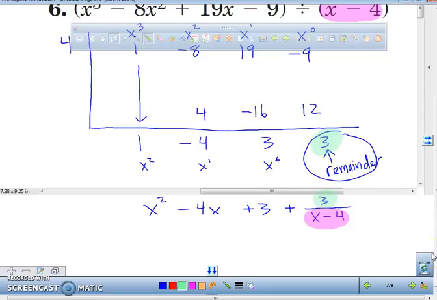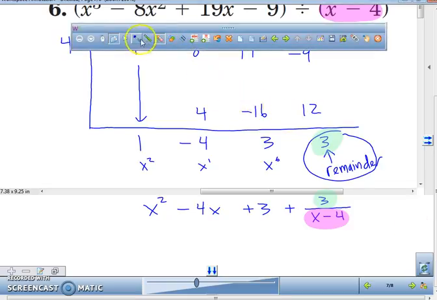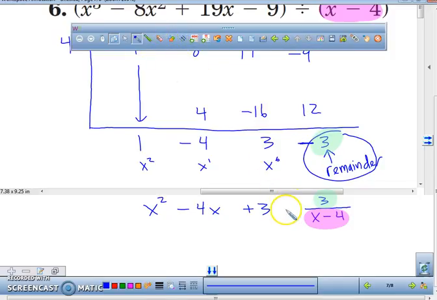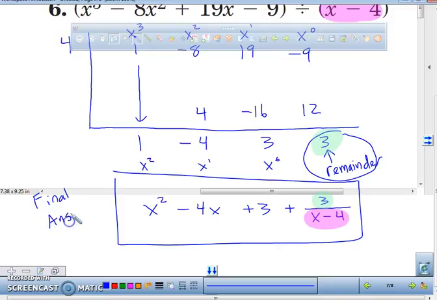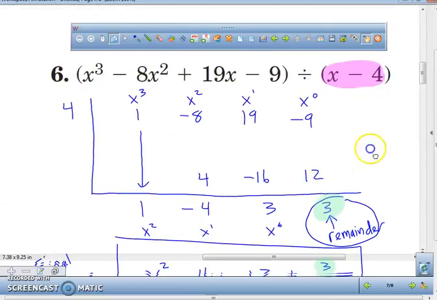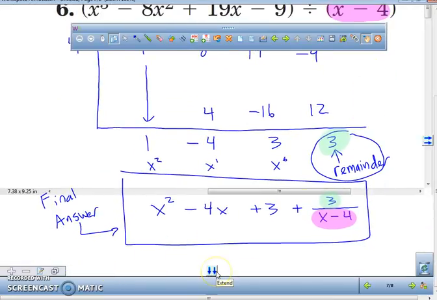Okay? So one quick little thing, what if this was a negative 3? Then instead of plus, you would just say minus. But it wasn't a negative 3. It was a positive. All right? So if you're wondering what your final answer is, I want to make sure you know. That right there is your final answer for the quotient of problem 6. Hope this was helpful to you. Have a good day.